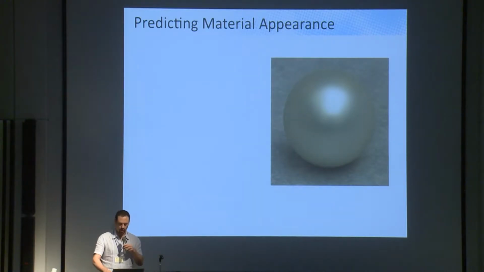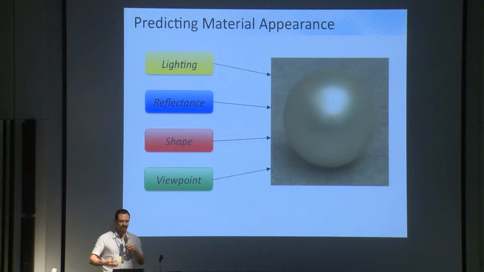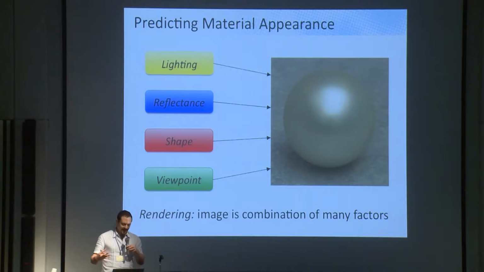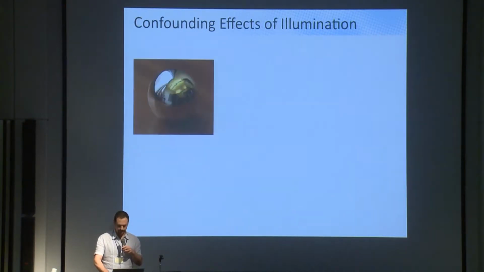And the reason that this is a non-trivial thing to do, as we've heard numerous times throughout this conference, is because a given image is obviously a complex combination of multiple factors. So lighting, reflectance, shape, viewpoint, all come together. And so rendering is this process of combining many factors. And we have this intuitive idea that in order to be able to predict the future appearance of a particular object, you somehow have to decouple these different factors from one another.